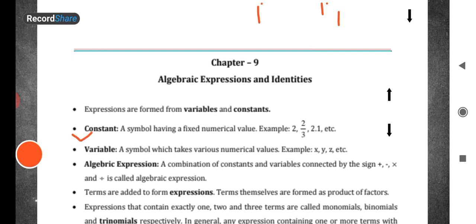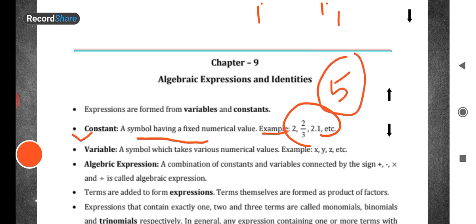Constant, what is a constant? A symbol having a fixed numerical value. Suppose 1, 2, 3, for example 2, 2 upon 3, 2.1. These are fixed values. If I say 5, then the 5 is a fixed 5, isn't it? It is a constant value. So these are called constant values.